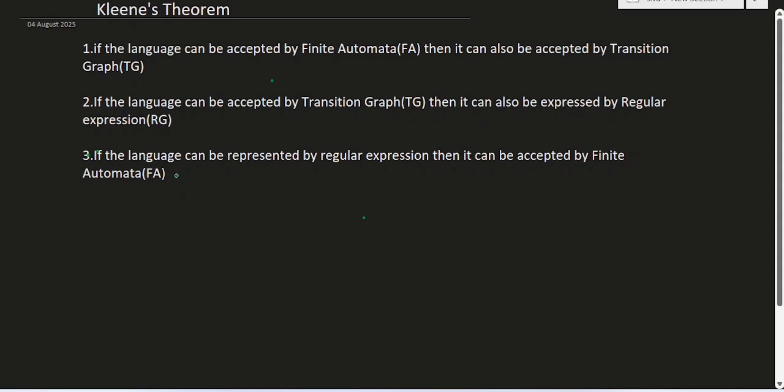So, case number 3 is if the language can be represented by a regular expression, then it can also be accepted by finite automata.